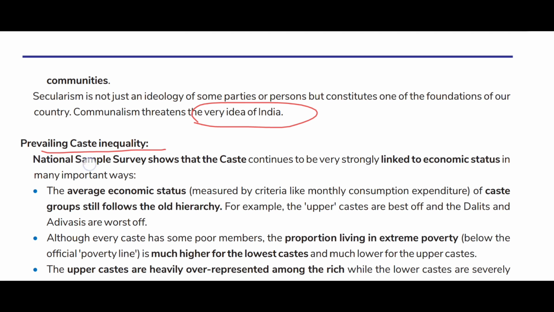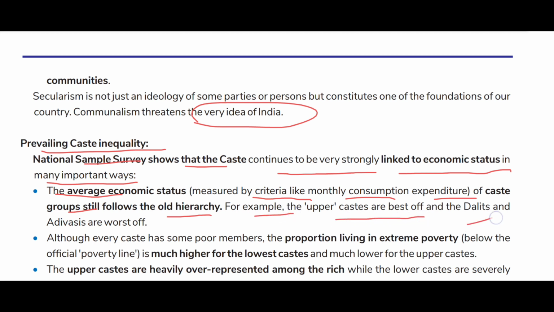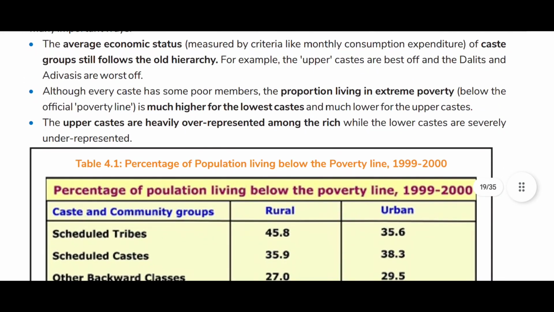Prevailing caste inequality. National sample surveys show that caste continues to be very strongly linked to economic status in many important ways. First, the average economic status, measured by criteria like monthly consumption expenditure, of caste groups still follows the old hierarchy. For example, the upper castes are best off and the Dalits and Adivasis are worst off. Although every caste has some poor members, the proportion living in extreme poverty below the official poverty line is much higher for the lowest caste and much lower for the upper caste.